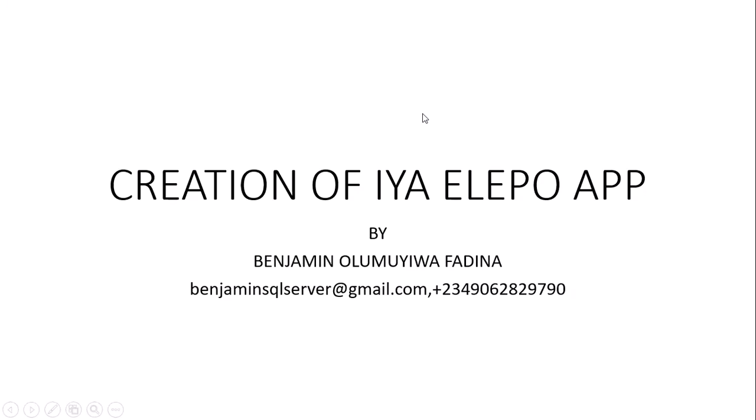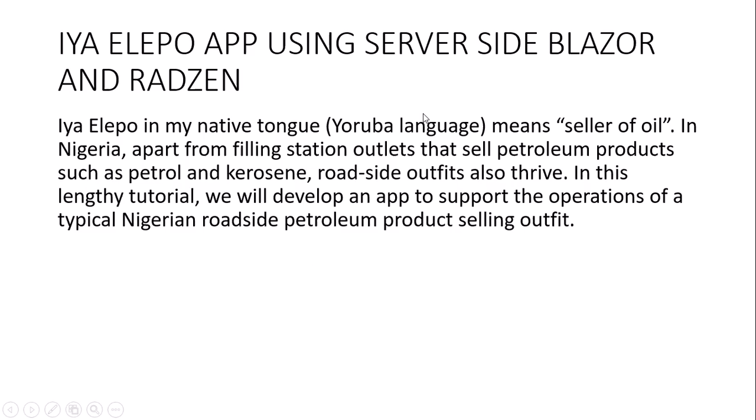Creation of Iya Elepo App. Iya Elepo in my native tongue means seller of oil. In Nigeria, apart from filling station outlets that sell petroleum products such as petrol and kerosene, roadside outfits also thrive. In this lengthy tutorial, we will develop an app to support the operations of a typical Nigerian roadside petroleum product selling outfit.